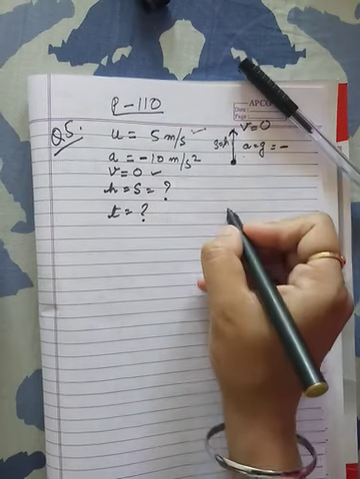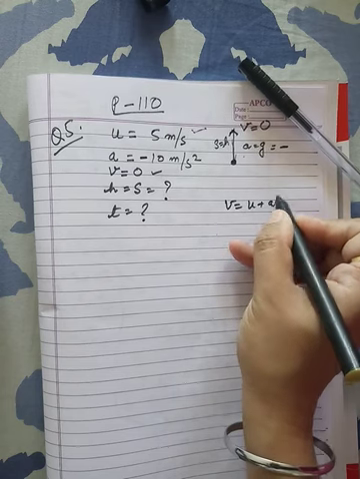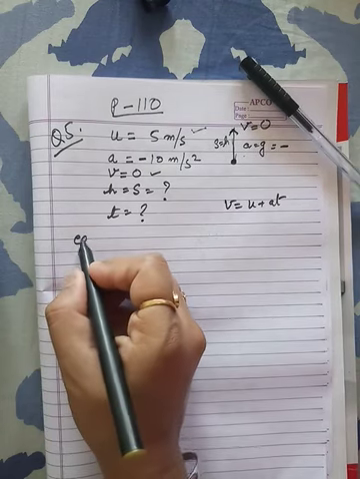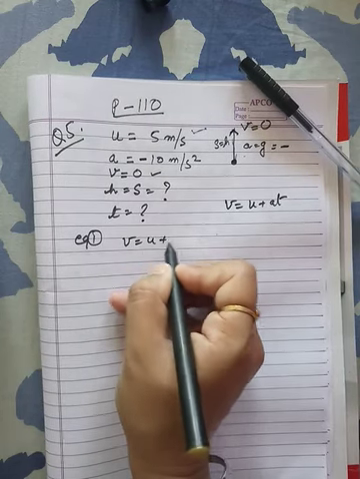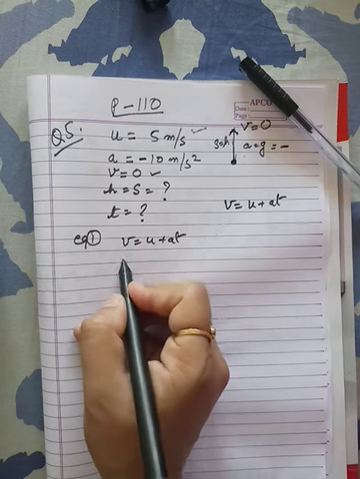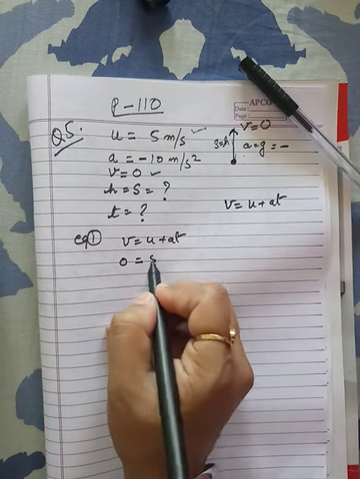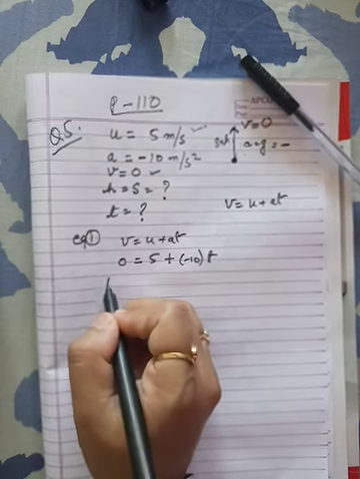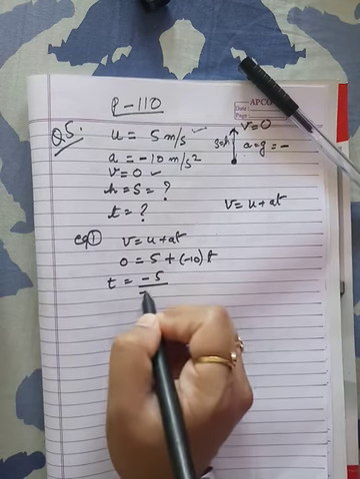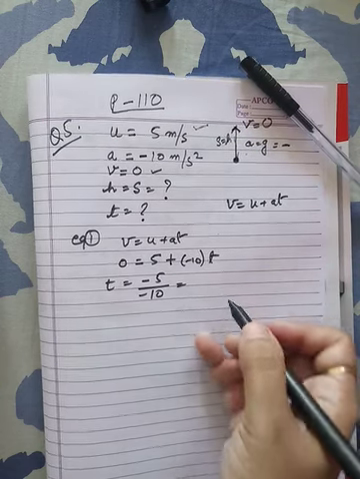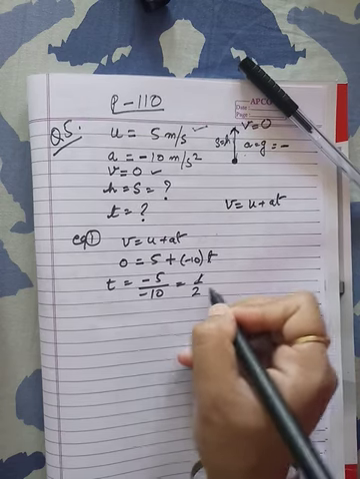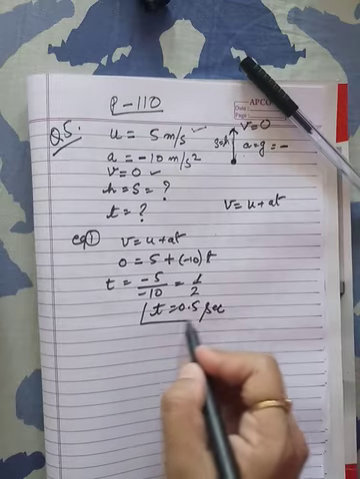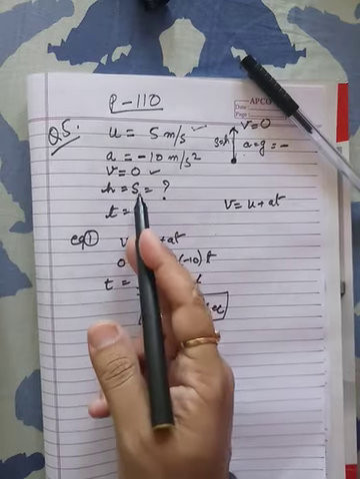So time we can find out using equation number 1. You can see, u is there, a is there, v is there. So using equation number 1, v is equals to u plus at, we can find out time. What is u? 5 plus what is a? Minus 10. So t is equals to minus 5 upon minus 10, that is 1 by 2, that is 0.5 seconds. This is time. This is one answer. And what is another answer?